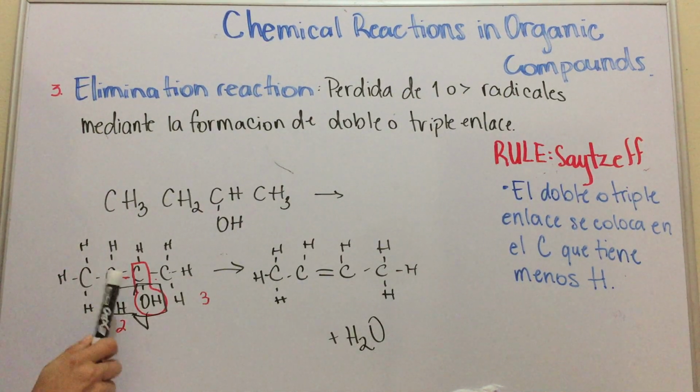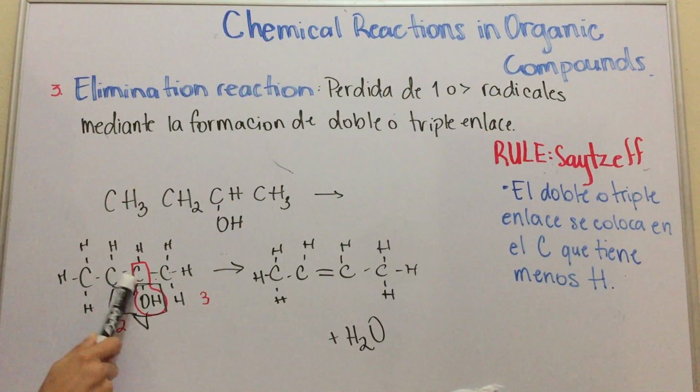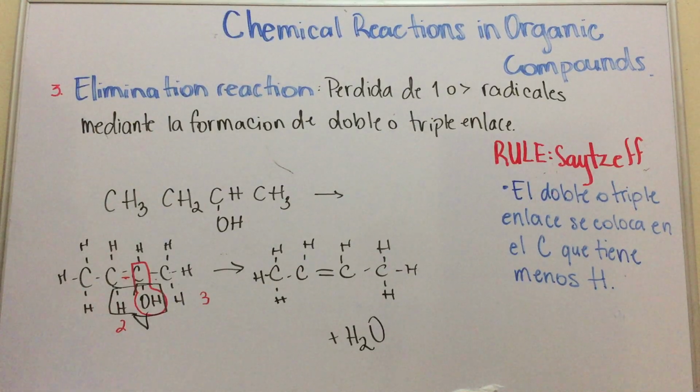Again, we put the double bond in here because these carbons have the least number of hydrogens. And since we put a double bond, we count 1, 2, 3, 4, so this one disappears, all right? 1, 2, 3, 4, and this one disappears. So that's the reason why, okay?